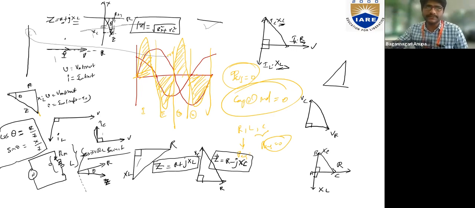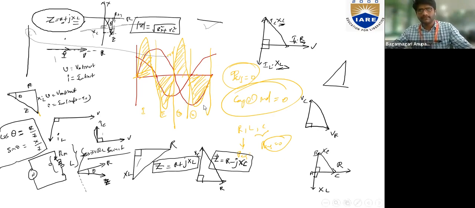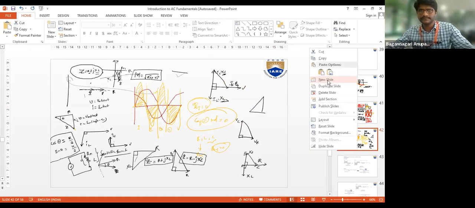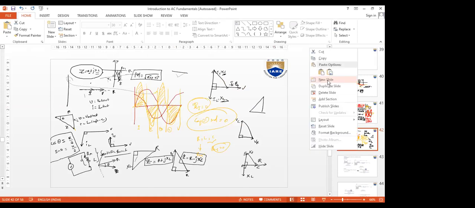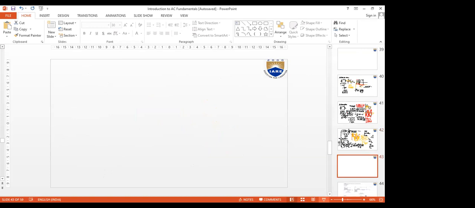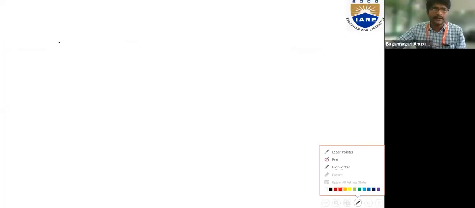So out of this, what we want to study and learn more about is Z. What is happening with Z now? What is Z? Impedance, sir. Yes, impedance.